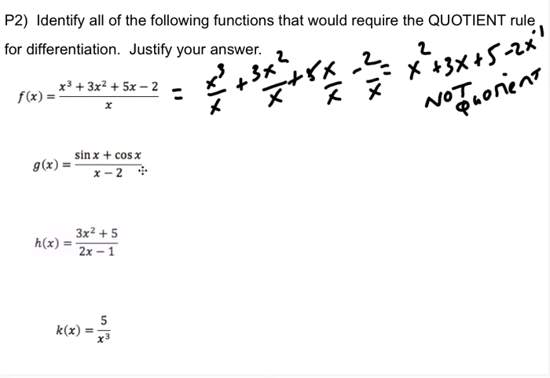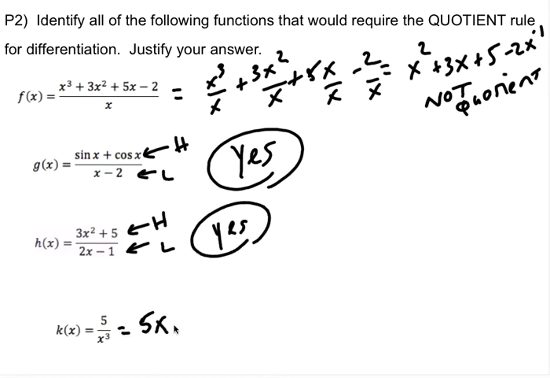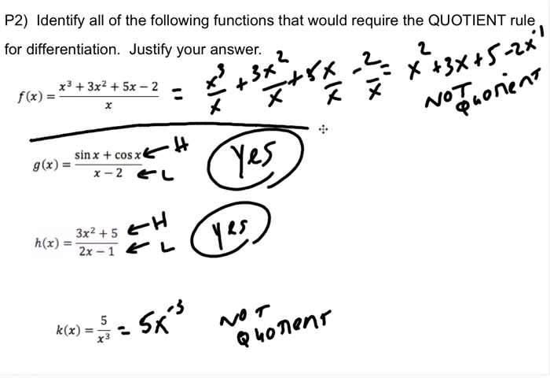For this one, I do have a low function, I do have a high function, and there's no way to simplify them. So yes, I would be required to use the quotient rule here, right? For this one, I have a high function, I have a low function. Yes, I'm required to use the quotient rule here. And then for this one, I could rewrite it as a 5x to the negative third, so it is not a quotient anymore, so I don't need to use it. So that's not to say you couldn't use the quotient rule in all four of these. It's to say that these two require that you use it.